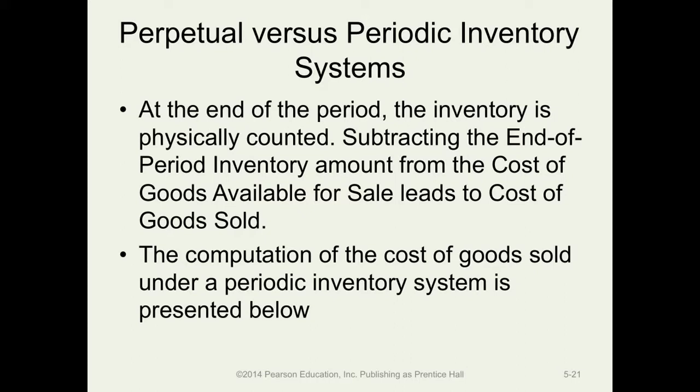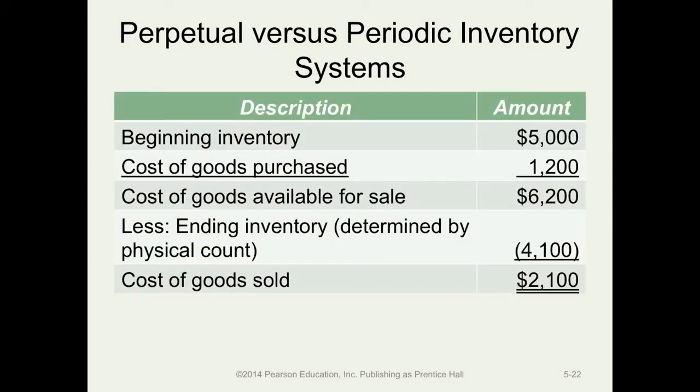Now, this computation is needed in order to determine the cost of goods sold for the period. What makes this somewhat unrealistic is that you don't have any information about your ending inventory or your cost of goods sold until the end of the period. So let's take a look at an example, and these numbers, of course, are assumed. Let's start the year with a $5,000 beginning inventory, and of course, the ending inventory of the prior year is the beginning inventory of this year.